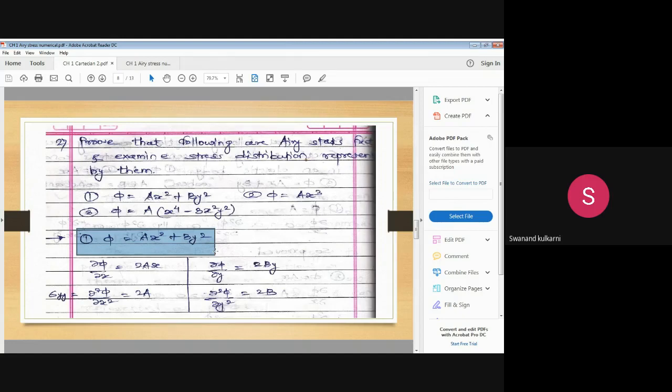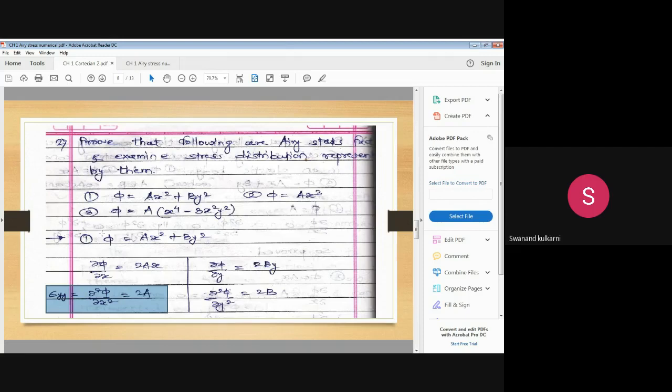Then differentiate with respect to x first of all. Differentiating with respect to x, we will get 2ax, and the latter term will become equal to 0. So 2ax is the term which we got here. Then once again differentiating with respect to x, dou 2 phi by dou x2 is equal to 2a. Is it okay? So sigma yy is equal to dou 2 phi by dou x2, which is equal to 2a. That represents that the stress along the y-axis is 2a.